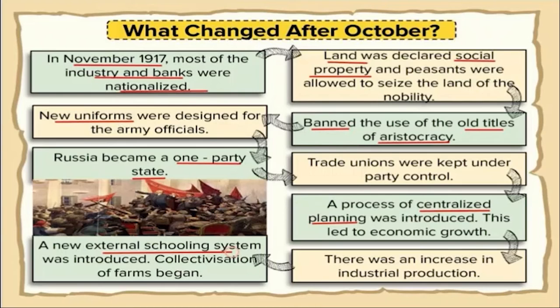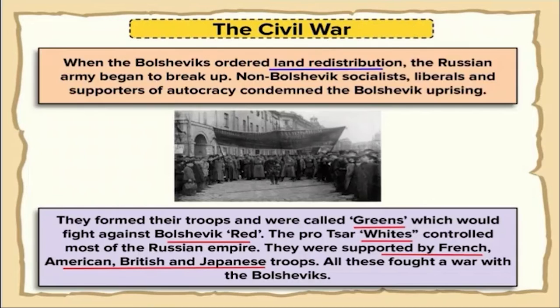So for trade unions, whatever trading was happening, all the calculations and control were kept by the party. Now a process of centralized planning was introduced, where we have to plan properly, think about it nicely and do it, which led to economic growth. Now there was an increase in industrial production also. Okay, industries grew more, they flourished, and more produce was coming. There were new schooling systems also, and collectivization of farms began. But after the October Revolution was the Civil War. Wars never ended. First was the February, then the October Revolution, then came the Civil War.